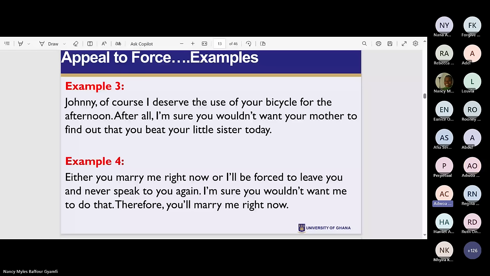Example three. Johnny, of course, I deserve the use of your bicycle for the afternoon. After all, I'm sure you wouldn't want your mother to find out that you beat your little sister today.